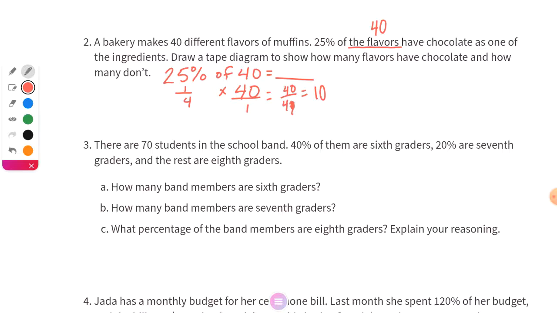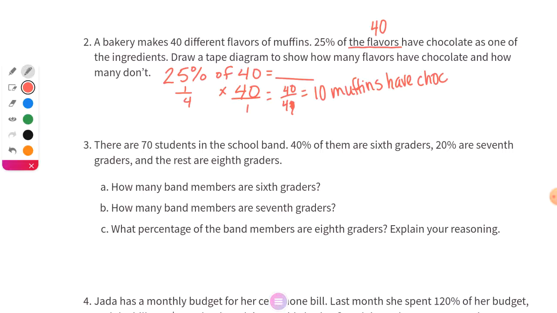Yeah. So what does that answer tell me? Hallie? 10 of the flavors have chocolate. Yeah, 10 of the muffins have chocolate in them. So 10 muffins have chocolate.